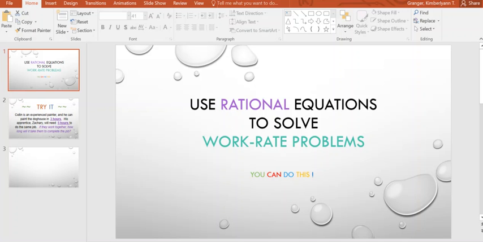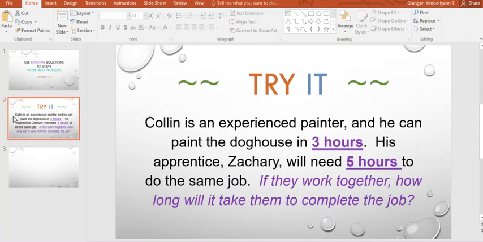This type of problem, a rational equation application problem, a work rate problem, seems to give students trouble, and I understand why it would be a little bit of a challenge. It's just a different kind of problem that you have to find a way to understand to be able to solve. Here's an example.